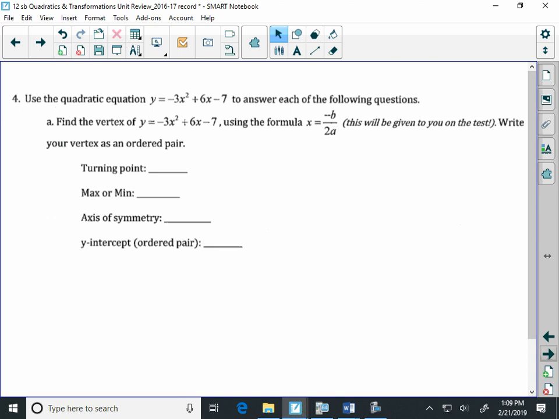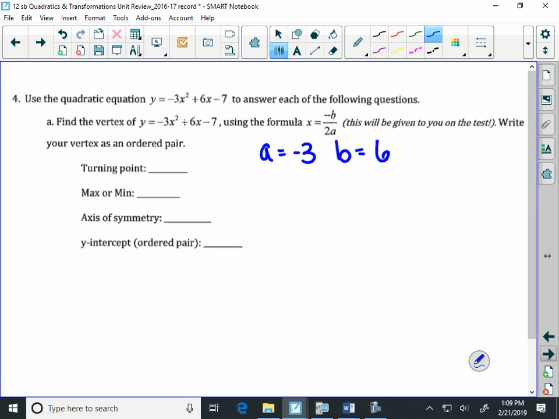Problem number 4, same idea. Use the quadratic equation y equals negative 3x squared plus 6x minus 7 to answer each of the following questions. So, like last time, we started with the fact that a is negative 3, b is 6, and c equals negative 7.